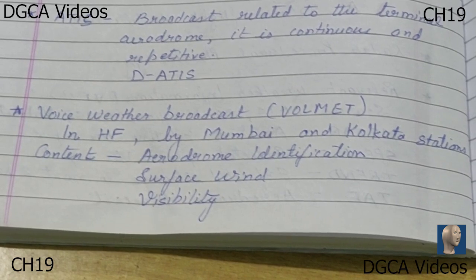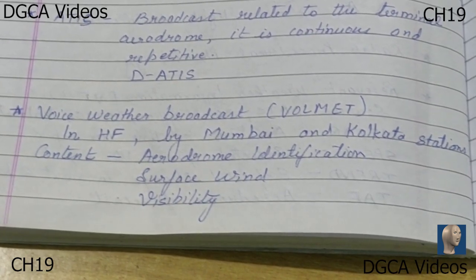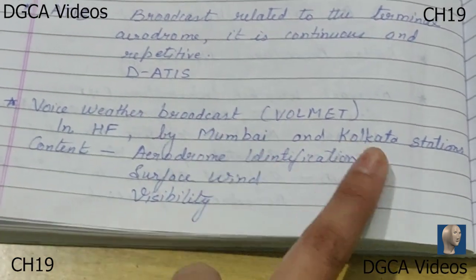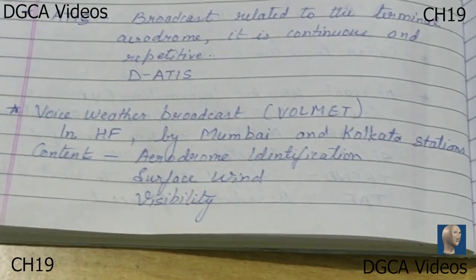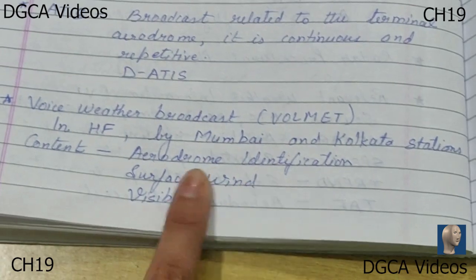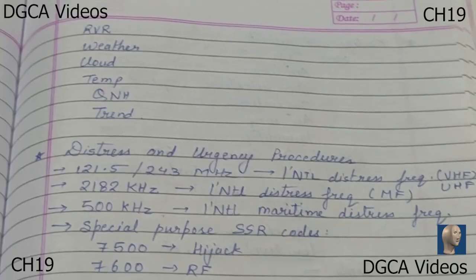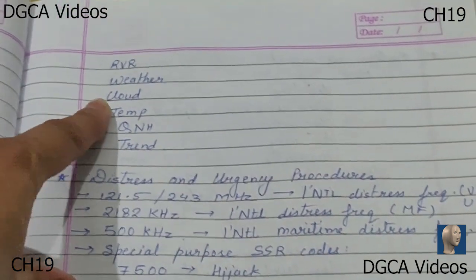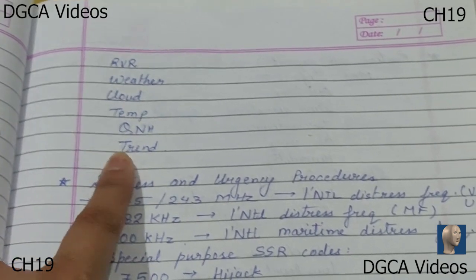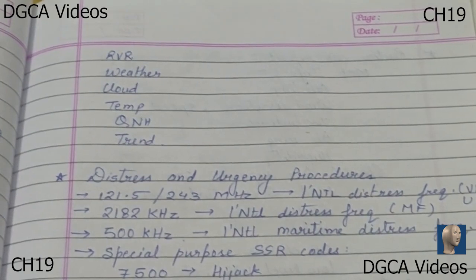VOLMET is presently broadcast by only 2 stations, which are Mumbai and Kolkata. So the points to remember are that it is transmitted in HF frequency and it is done by the Mumbai and Kolkata stations. It has some contents. First is aerodrome identification, then surface wind, visibility, RVR, weather, clouds, temperature, QNH and trend. Trend might also be there or it might not be there. It depends on the situation and condition.